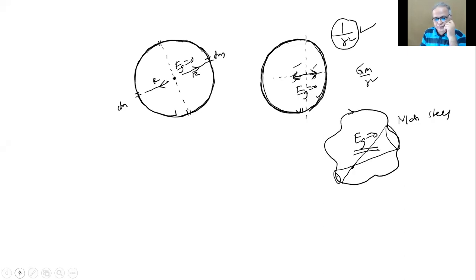I'll continue. For the shell, we took a few things for granted. Of course, the main reasoning here that they will become zero is that field is inversely proportional to R square. Remember that.